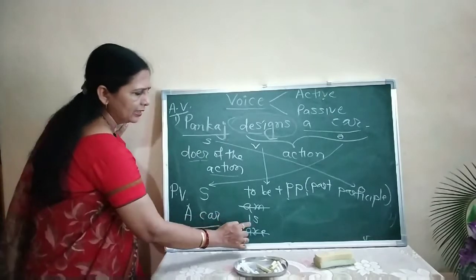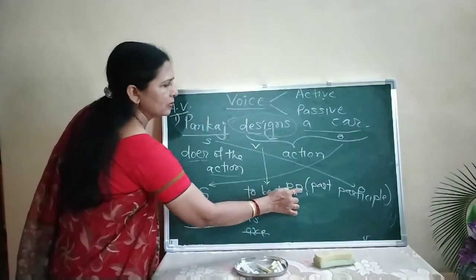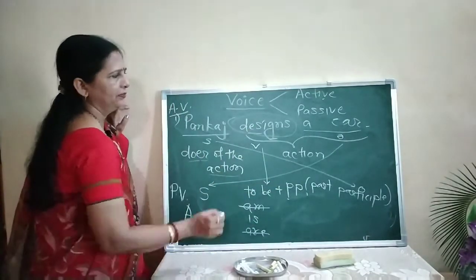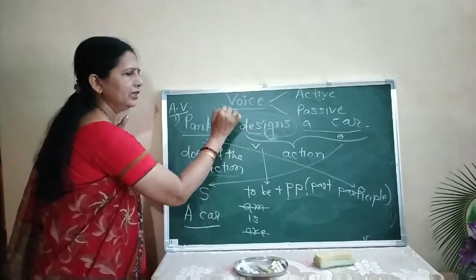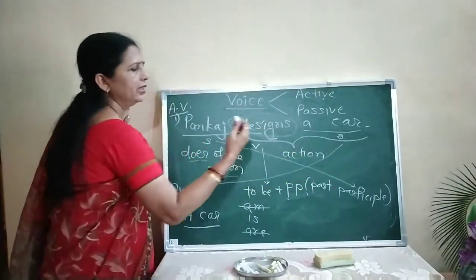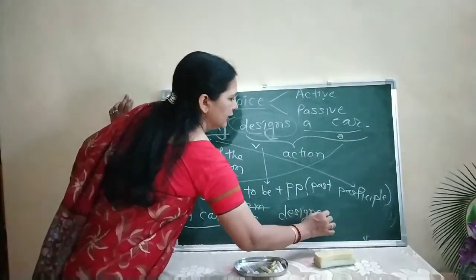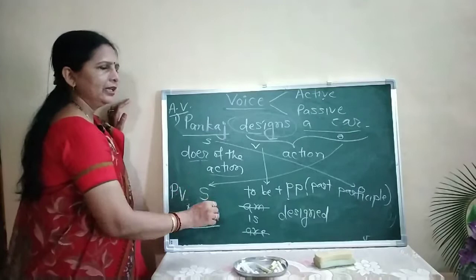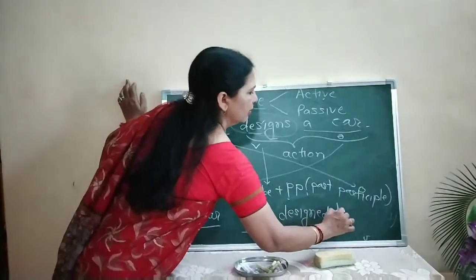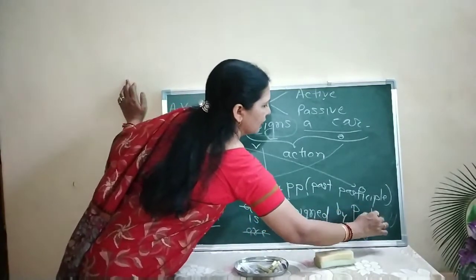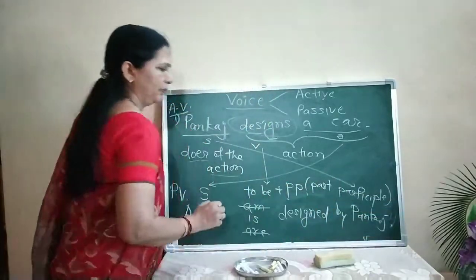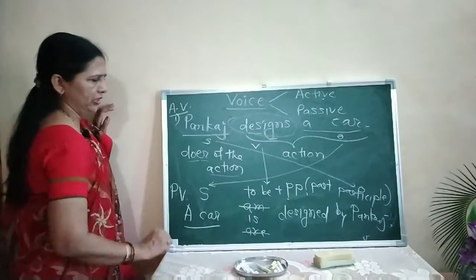So a car is. Now, the past participle of design: design, designed, designed. So here the past participle is designed. A car is designed by Pankaj. So, this is the passive voice.